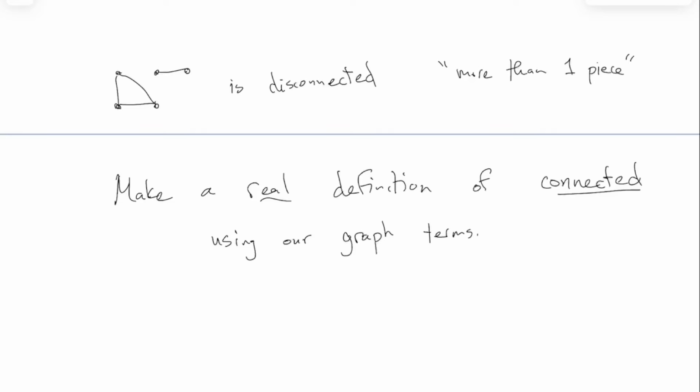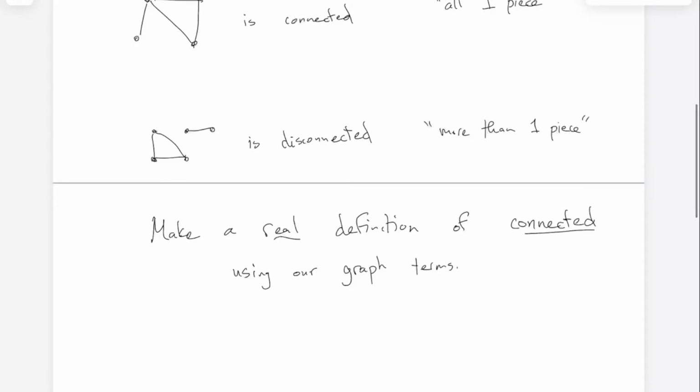Probably not all of those terms, but this is my little hint as far as where to get started. Your definition should use some of those terms, and you should not use words like pieces or chunks or groupings or something like that. You have to make a real definition using our graph theory terms. All right? See what you think. I don't know if you have any ideas, but I would like you to chat with the people nearby, and then I'll give you a few minutes, and then we'll see if we can come up with anything.